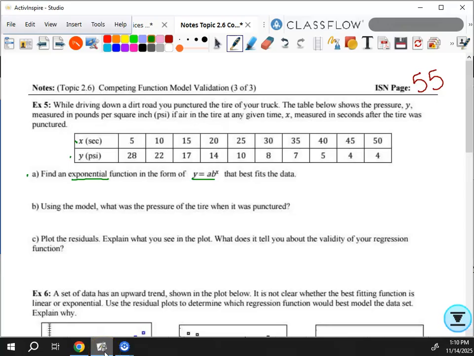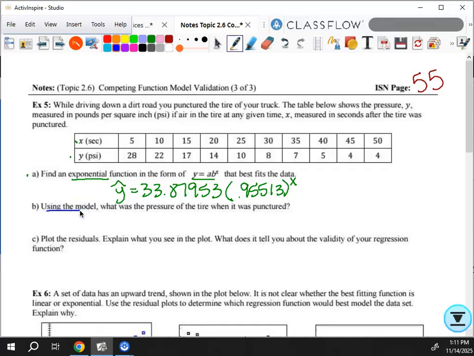So we got y hat equals 33.87953 times 0.95513 to the x power. Okay, we're all good with that? All right. Then it says using the model, what was the pressure of the tire when it was punctured?